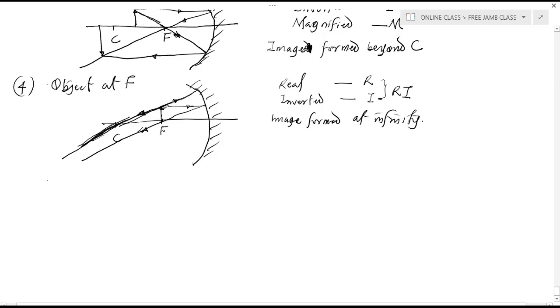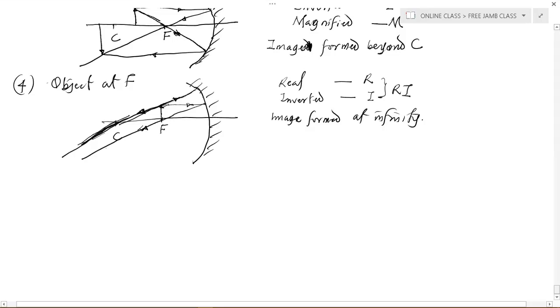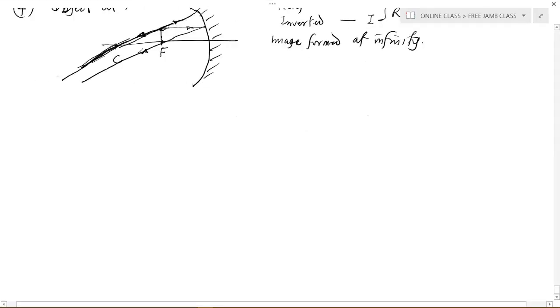The last one for this one, you go and master that. It's just one. It gives you a virtual image, diminished, direct. That's always sure for that one. Let me now take the last one here, number 5. It remains just 1 minute 50 seconds.